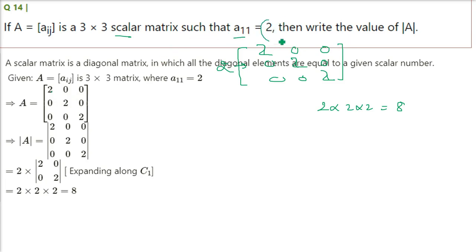Or you can open it using any row or column, and the value will come as 8. The examiner would love it if you write it like this and open it, rather than using just the multiplication of the diagonal elements, because then you have to state that property, which we have already seen while discussing the theory.